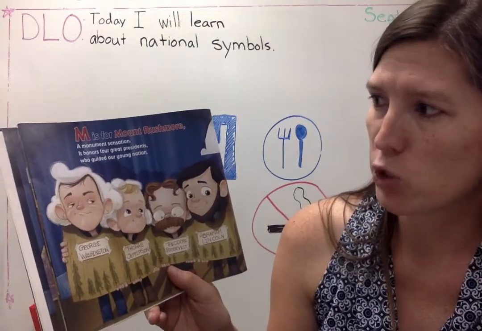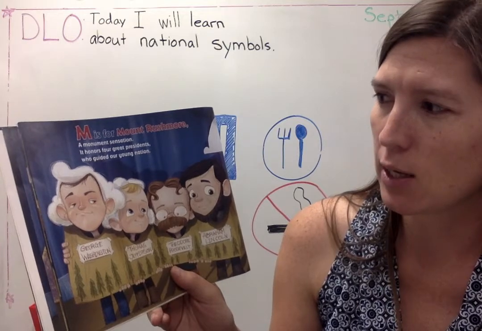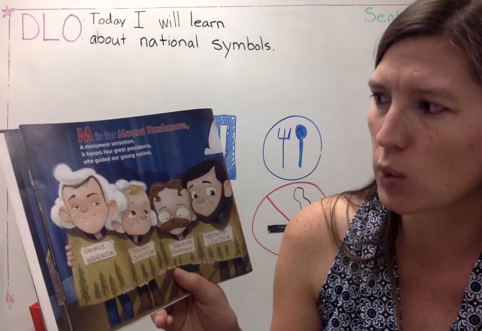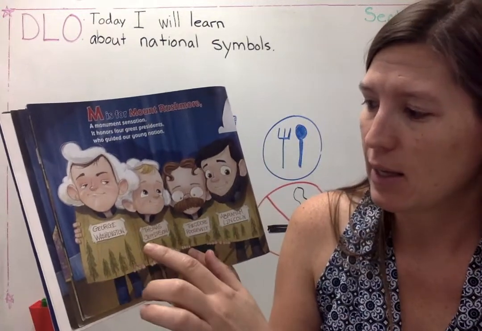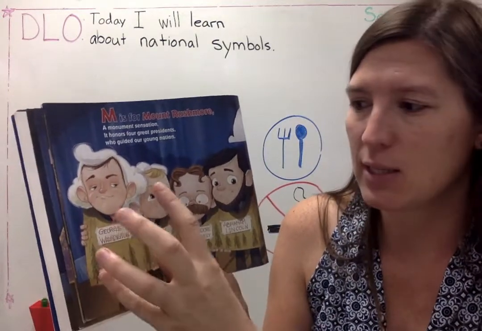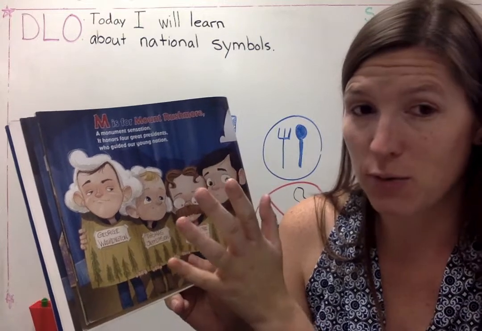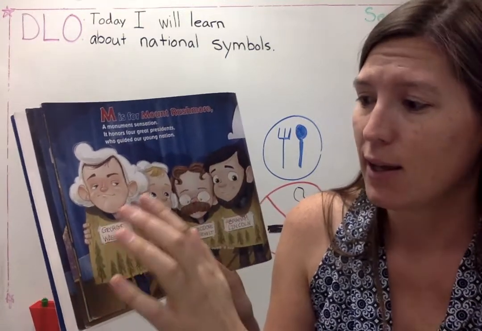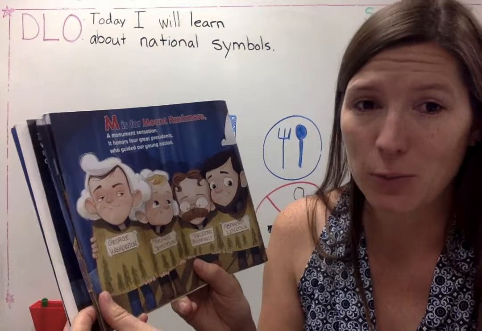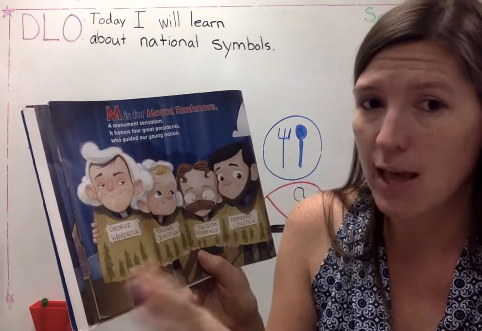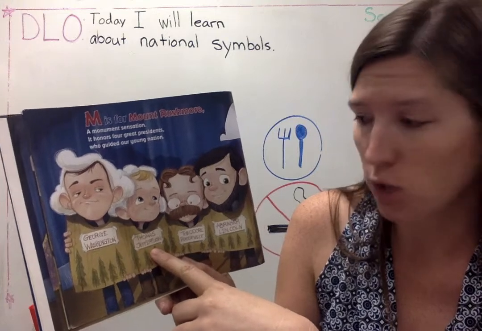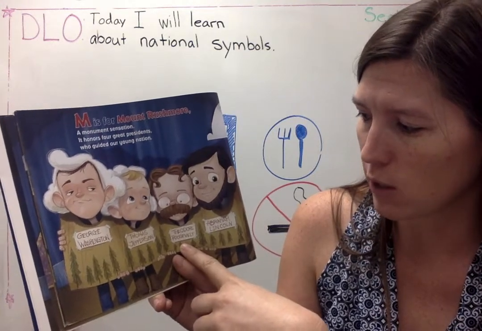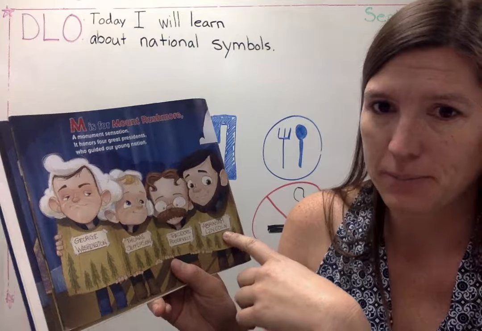M is for Mount Rushmore, a monument sensation. It honors 4 great presidents who guided our young nation. So Mount Rushmore is another important symbol because it's carved out of the rocks in the mountains in the Black Hills. And it's really cool, but we won't have time to learn more about it. But there's 4 presidents' heads carved into the mountain. George Washington, Thomas Jefferson, Theodore Roosevelt, and Abraham Lincoln.